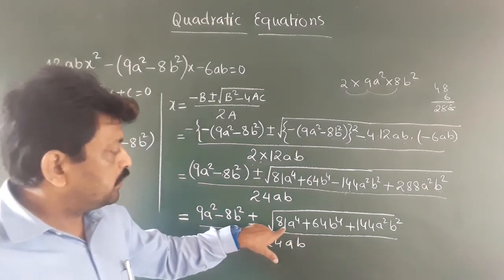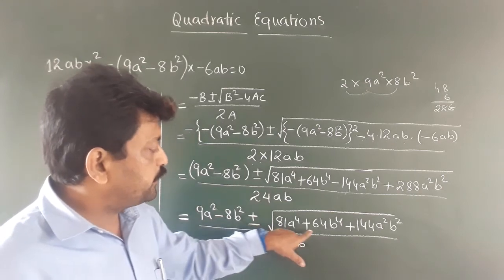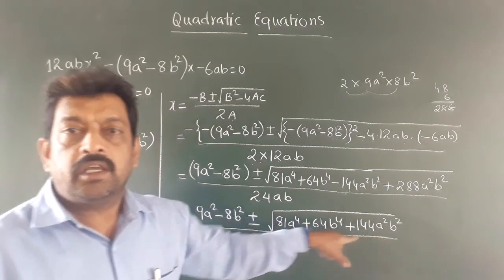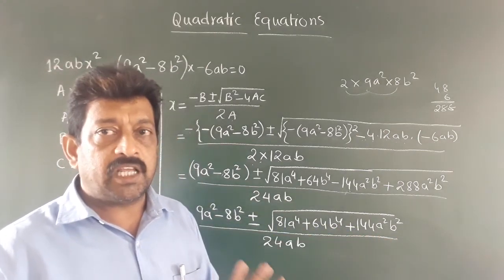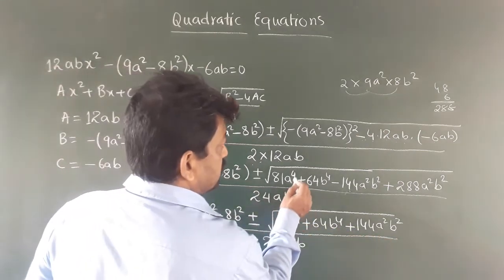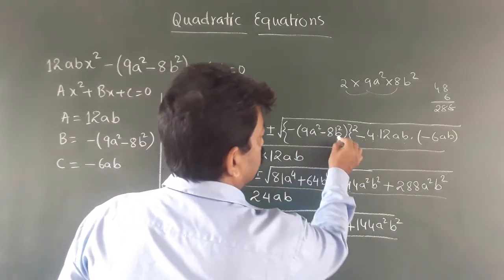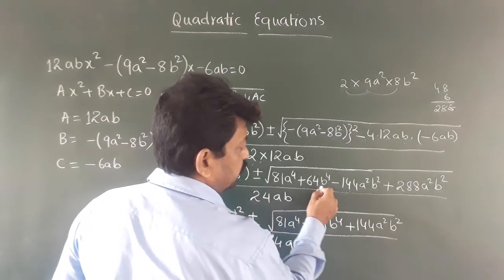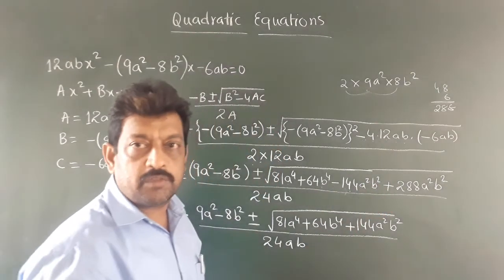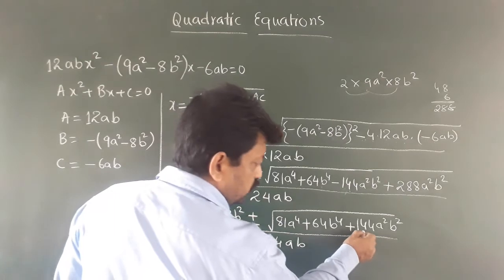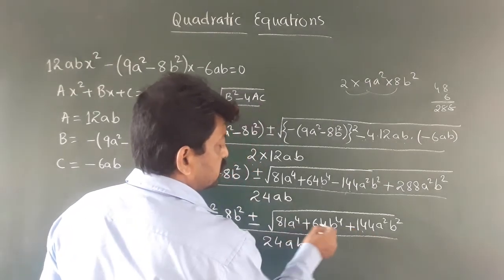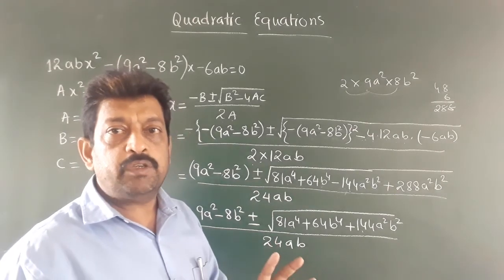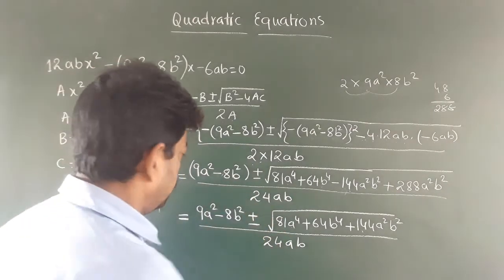Now see this one, 81 a to the power 4 plus 64 b to the power 4 plus 144 a square b square. It is in the form of a plus b whole square. Here it was 9a square minus 8b square. So we have got 81 a to the power 4 plus 64 b to the power 4 minus 144 a square b square. But here it is plus 144 a square b square. That means it will become 9a square plus 8b square whole square.